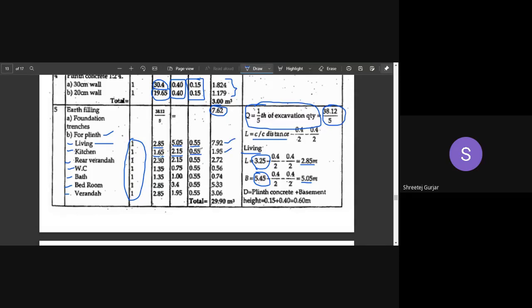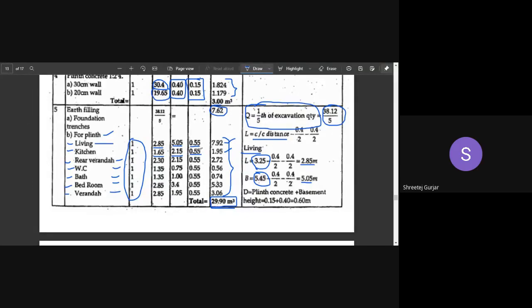Similarly, for my rear veranda, for my water closet, for my bath, bedroom and veranda, I have to calculate as I've told you, using the similar steps. By using the similar method that I have shown you, you have to calculate all of this and substitute, and then you can calculate your total earthwork in filling for your plinth. So summation of all of this will give me the earthwork in filling for plinth. Okay, so this is how you calculate your earthwork in filling.